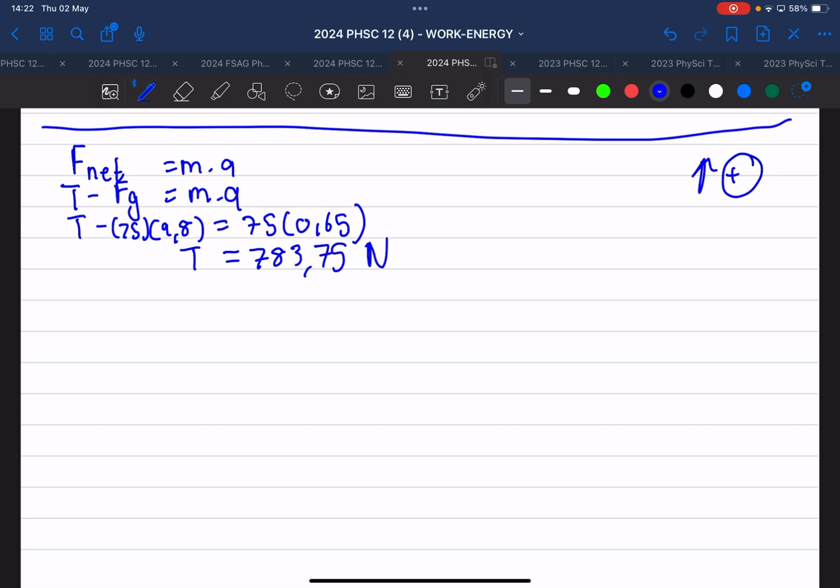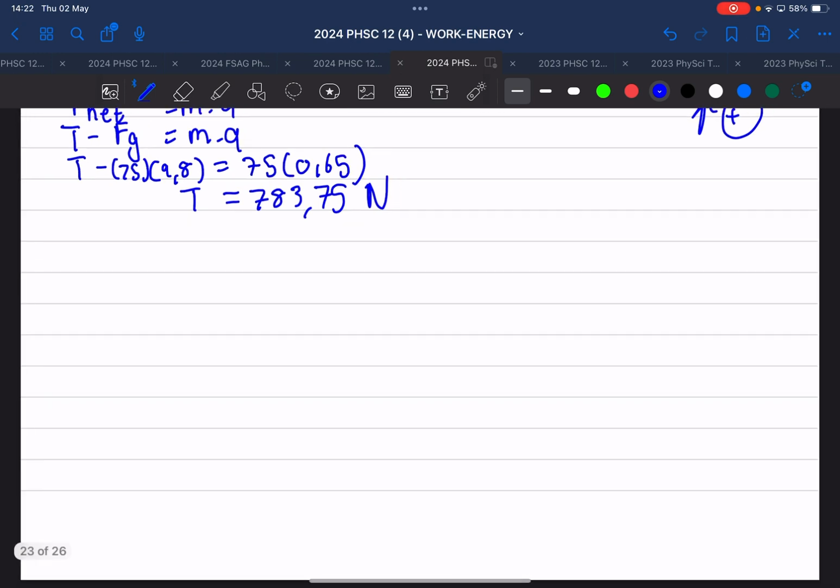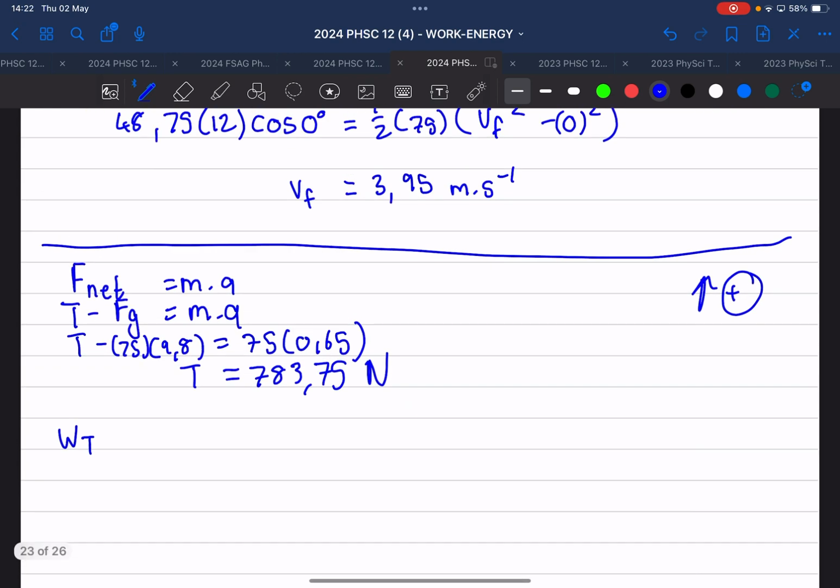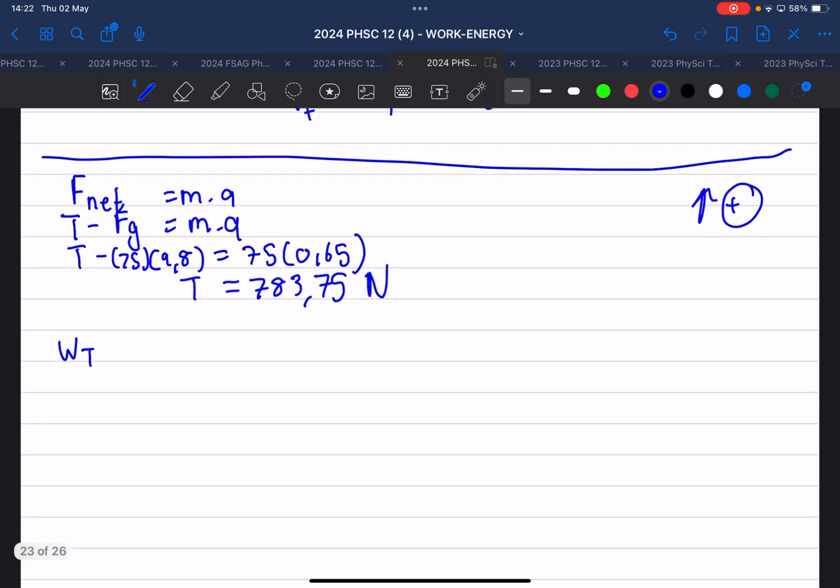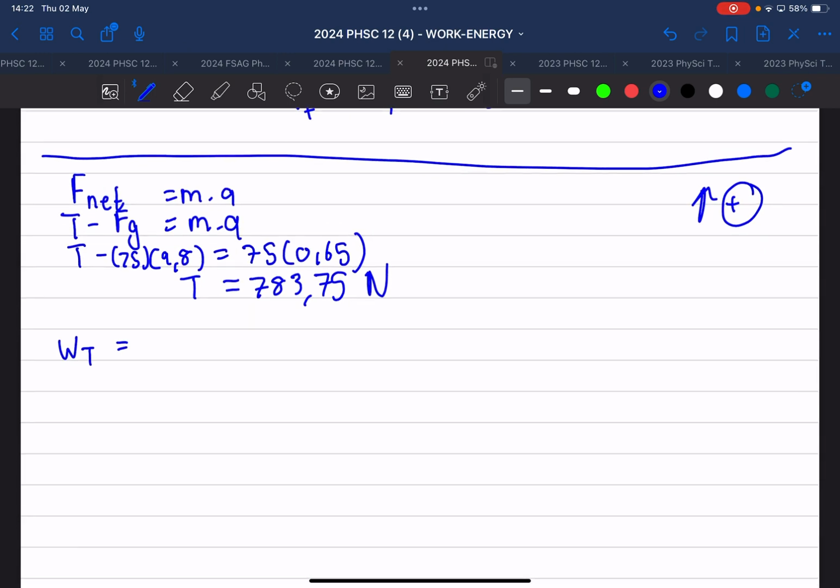0.65. And we get a tension of 783.75 newtons. Okay. Now we can calculate the work done by our tension force. Nee, moenie worry nie, dis 'n tweede manier om hierdie vraag te doen. Okay, so ek wys net vir julle nog 'n manier om die vraag te doen. So nou kan ons die arbeid uitwerk wat deur ons spanningskrag uitgevoer word. En dit is bloot ons spanningskrag maal ons verplasing maal die kos van theta.